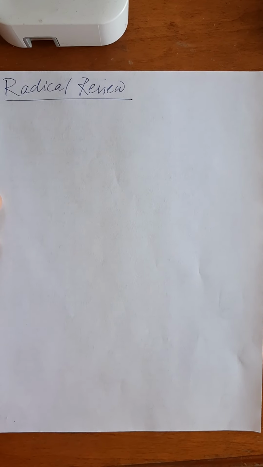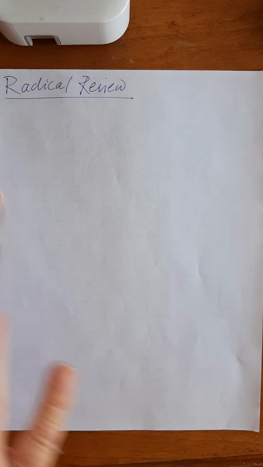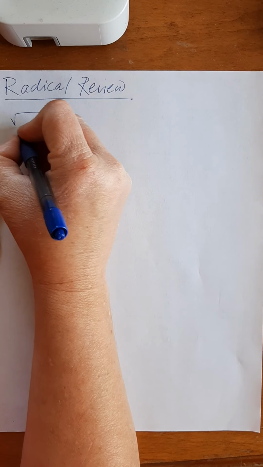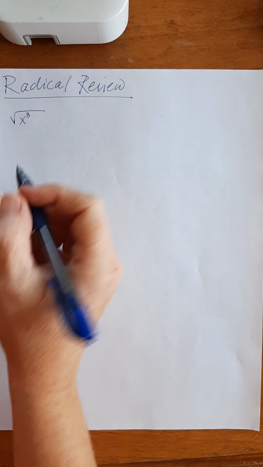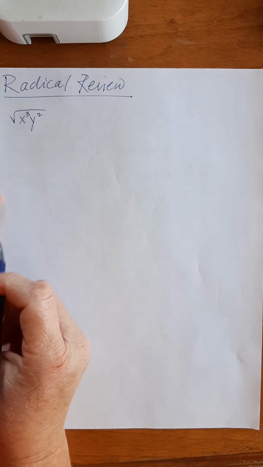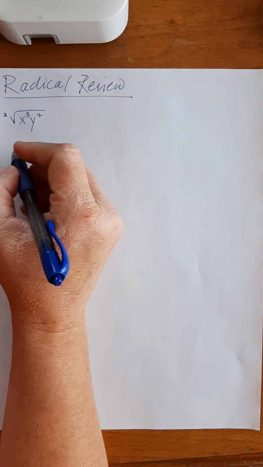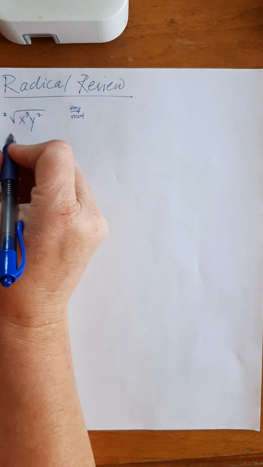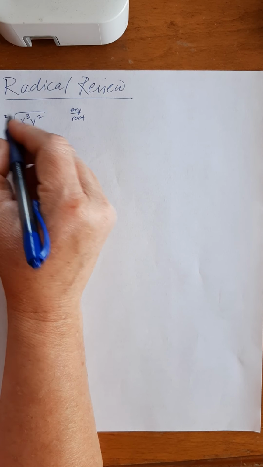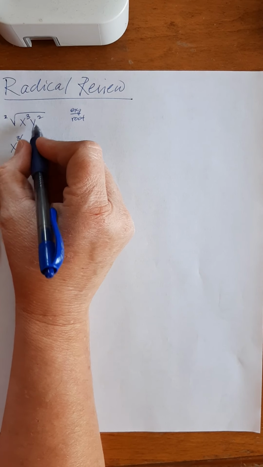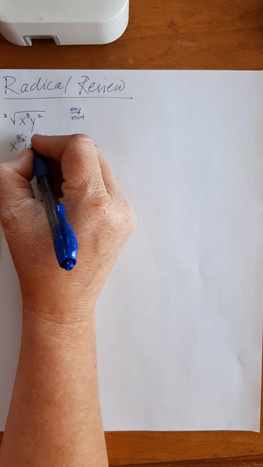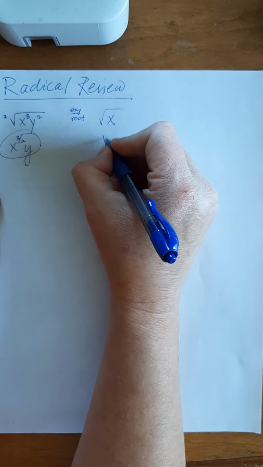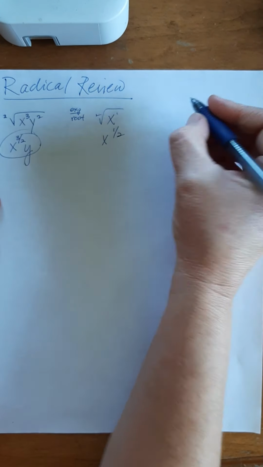Radical review. Well, first, let's go from radical to rational form. So if I gave you something like square root of x cubed, and I might as well throw y squared in there. Remember, there's an understood 2 there, and it's always exponent over root. So this would be x to the 3 over 2 and y to the 2 over 2, which is 1. Because, remember, just your basic square root of x is just x to the 1/2 power.